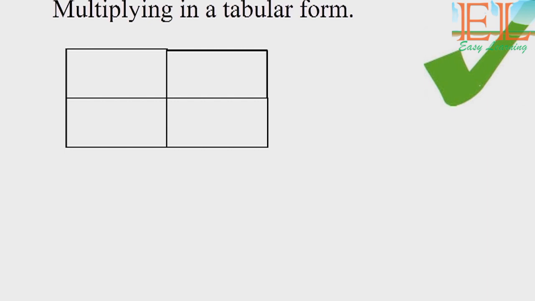Here I multiply 40 times 30. That will give me 1200. 40 times 7 gives me 280. 3 times 30 gives 90. And finally, 3 times 7 is 21.